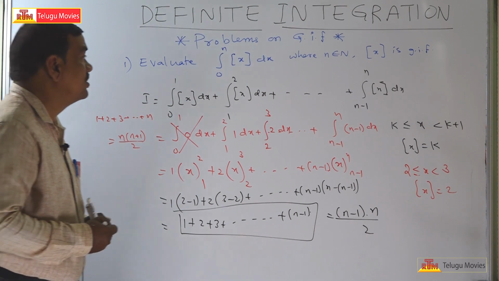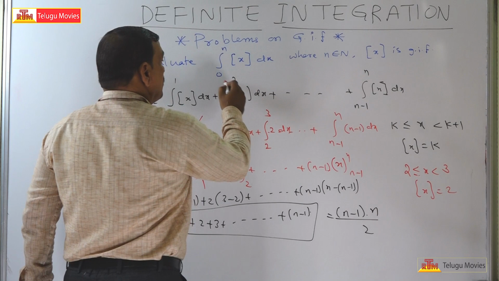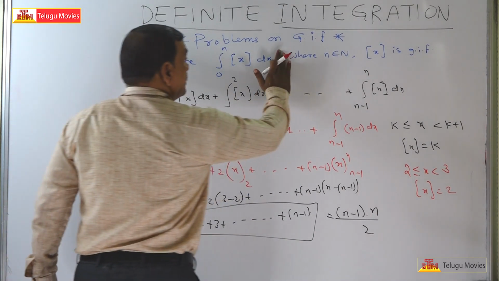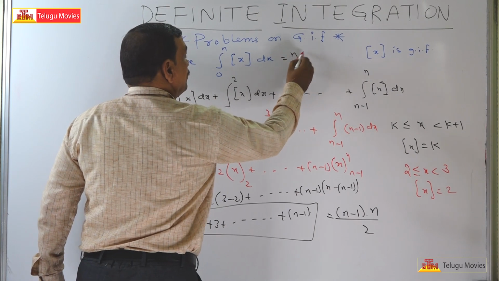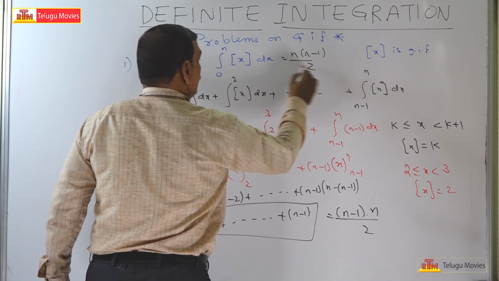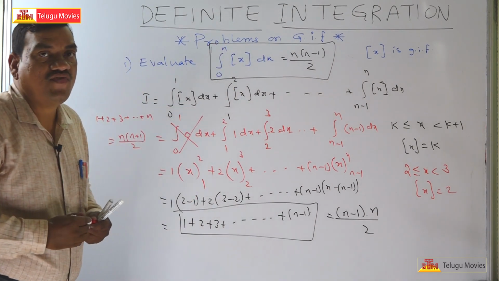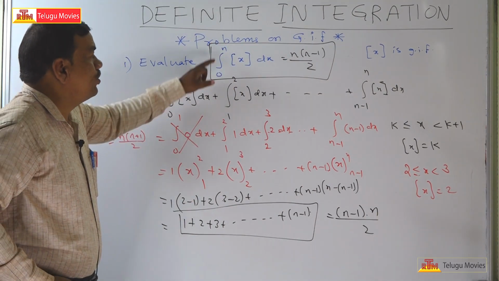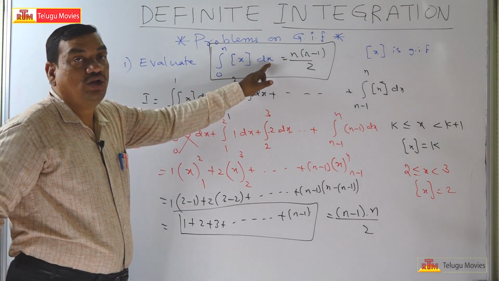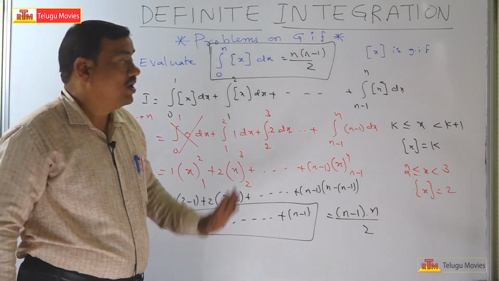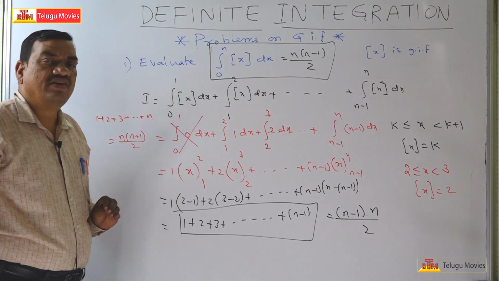So here onwards, wherever the integral of [x] dx from 0 to n, the value is n into (n minus 1) by 2. So this is the formula. You have to remember it as a formula: integral 0 to n of step x dx value is n(n-1)/2. It is a very nice and very easy problem.